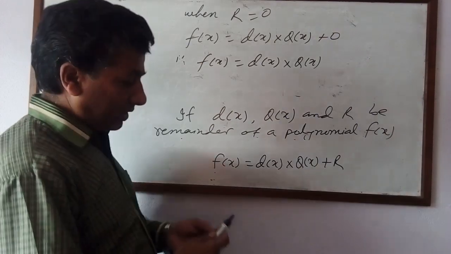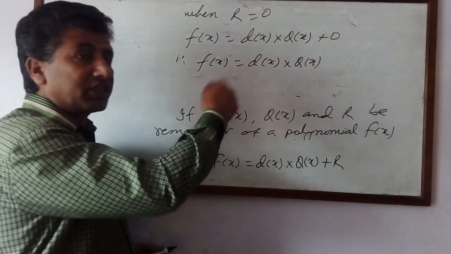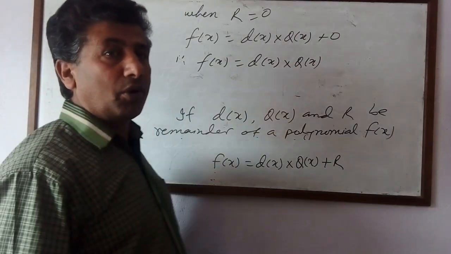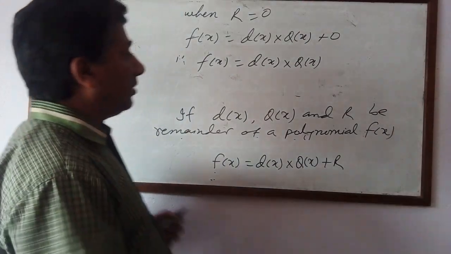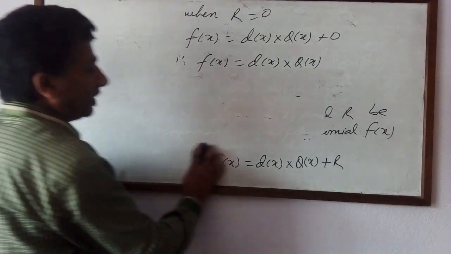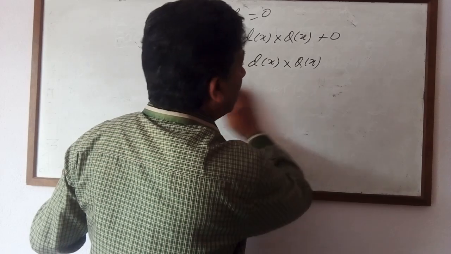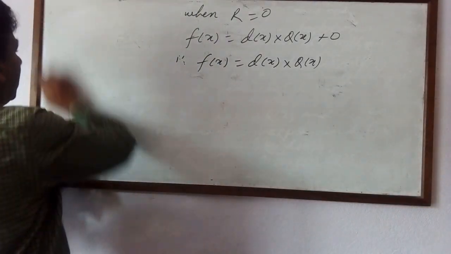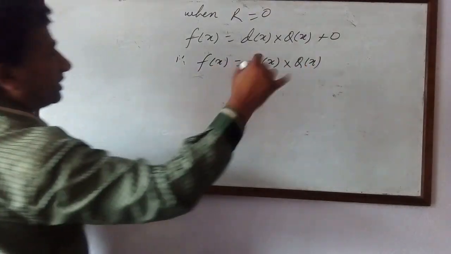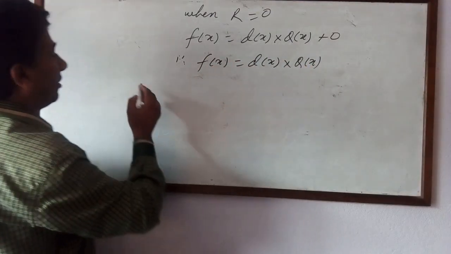Now its converse. What is its converse? That is also very important to solve the problem. When you solve the problem, we have to use its converse part also, we have to bring that also in use. Now what is its converse? Now I'll write here. Now this is the proof of this factor theorem.